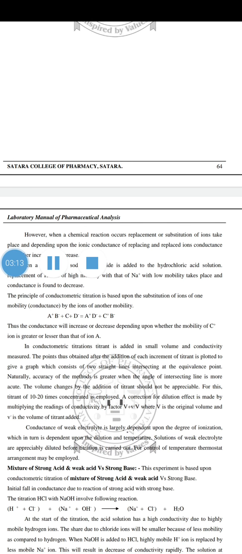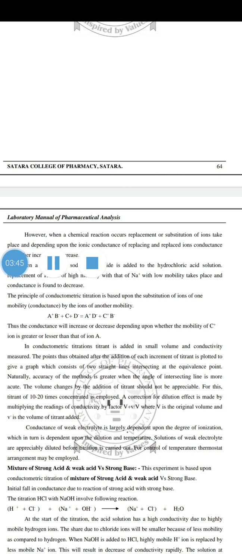Naturally, the accuracy of the method is greater when the angle of the intersecting lines is sharper, and the volume change by the addition of titrant should not be appreciable. For this, a titrant 10 to 20 times more concentrated is employed. A correction for the dilution effect is made by multiplying the conductivity readings by the factor (V + v)/V, where V is the original volume and v is the volume of titrant added.